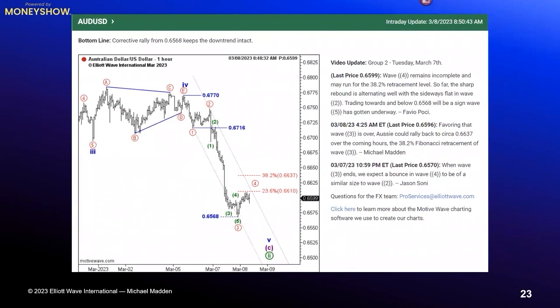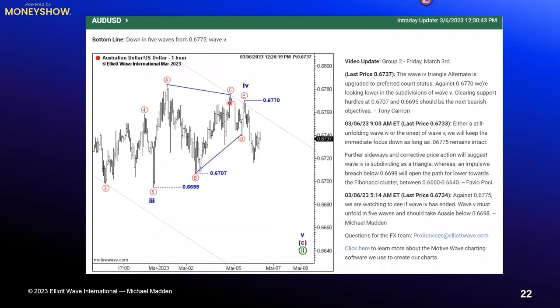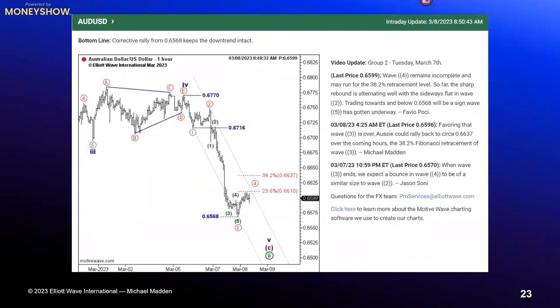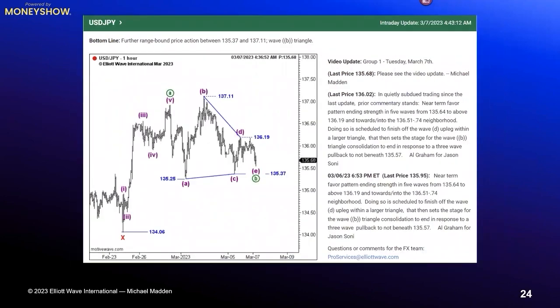The very same example in Aussie dollar, similar triangle setup where we had a key level from the end of the pattern. Price action was breaking down from the trend line, and then we got a textbook thrust out of it. Here in dollar CAD, another triangle setup. You can see here where we got some really nice close to the key level.